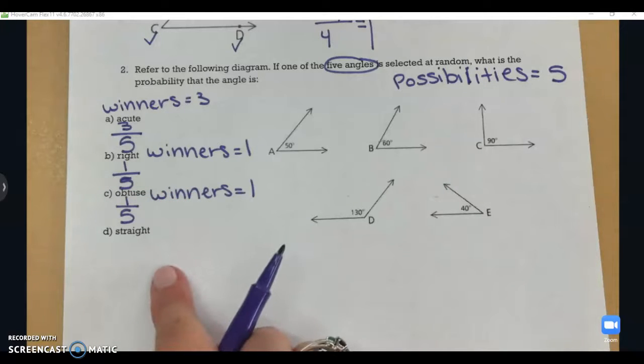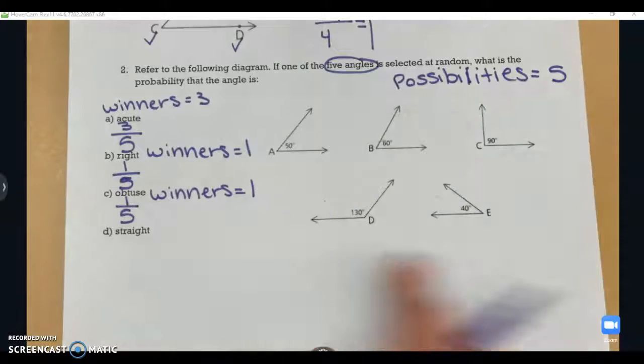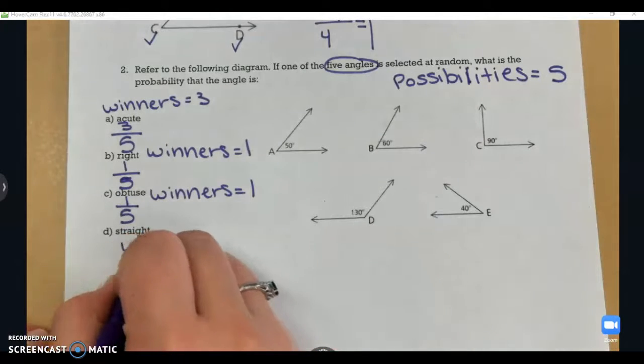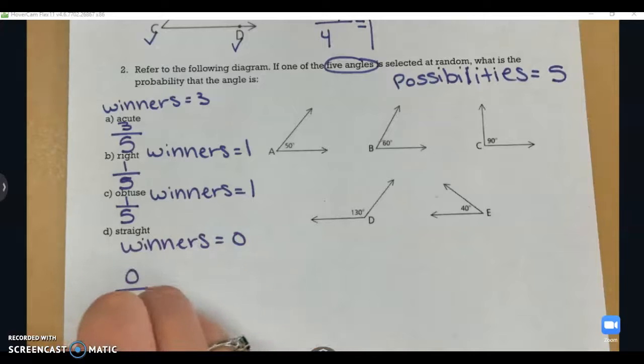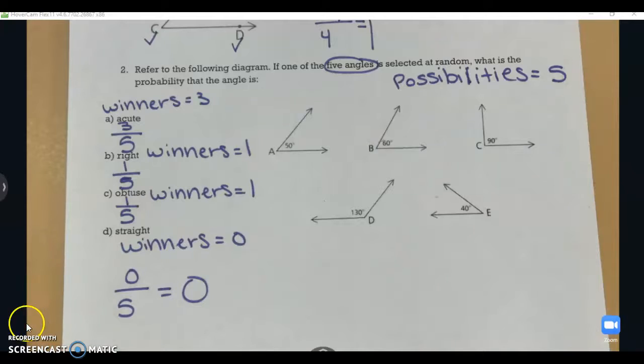Now what about straight angles? Straight angles are equal to 180 degrees. I don't have any straight angles here, so my winners is 0. So I have a 0 out of 5 chance, or just a 0% chance of achieving that desired outcome. And that's it. Today's notes were short and sweet, so trisect, bisect, and probability. That is it.